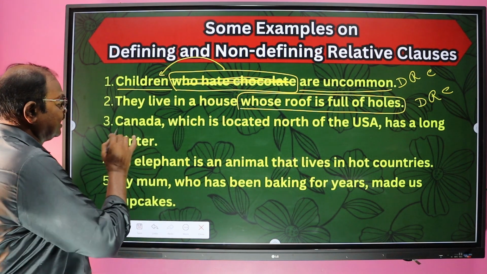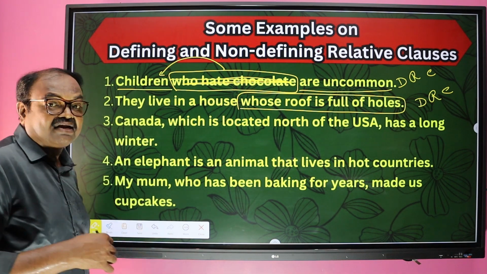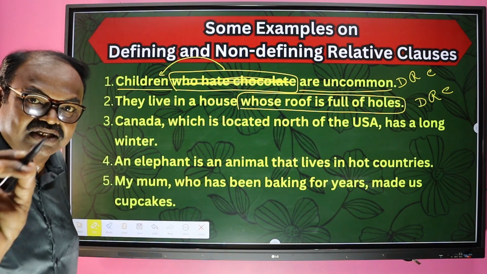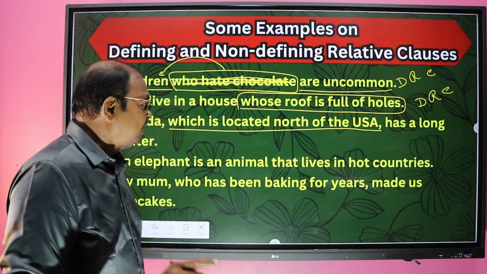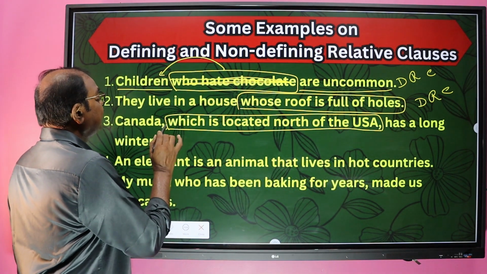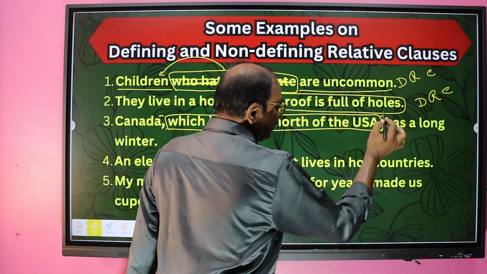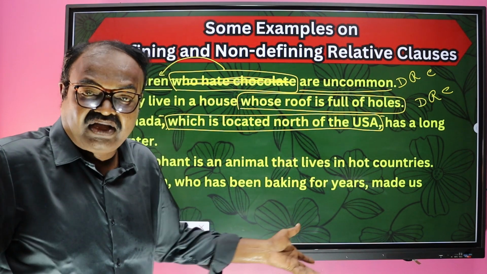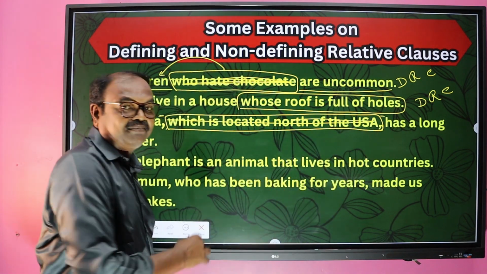Another sentence we can go for. Canada, which is located north of the USA, has a long winter. See here, Canada. In short, we can easily recognize it, because I told you one sign. Defining relative clauses have no commas. A non-defining relative clause definitely has a comma. Here, one comma; otherwise, here one hyphen. Such types of clauses are called non-defining relative clauses. See here, if we remove it, we can still get the meaning.